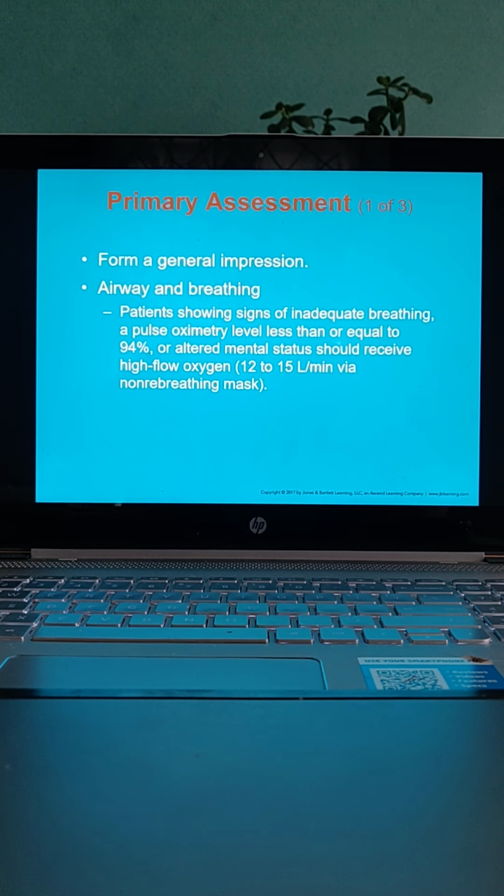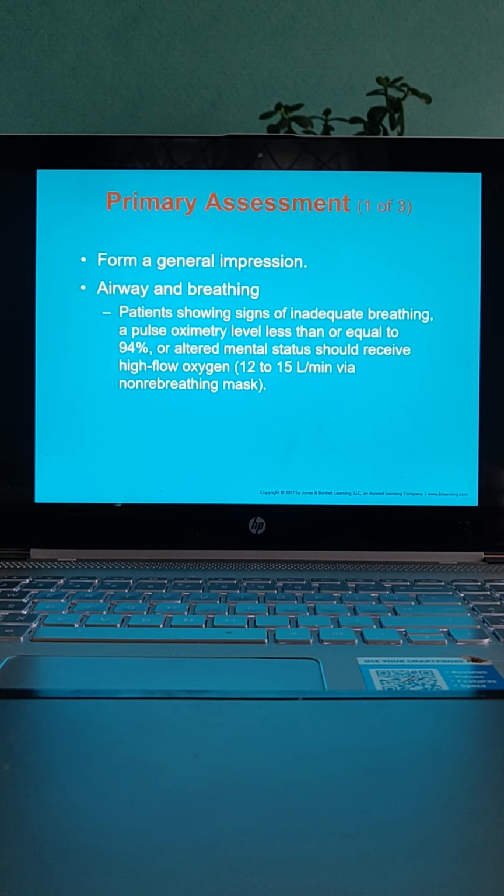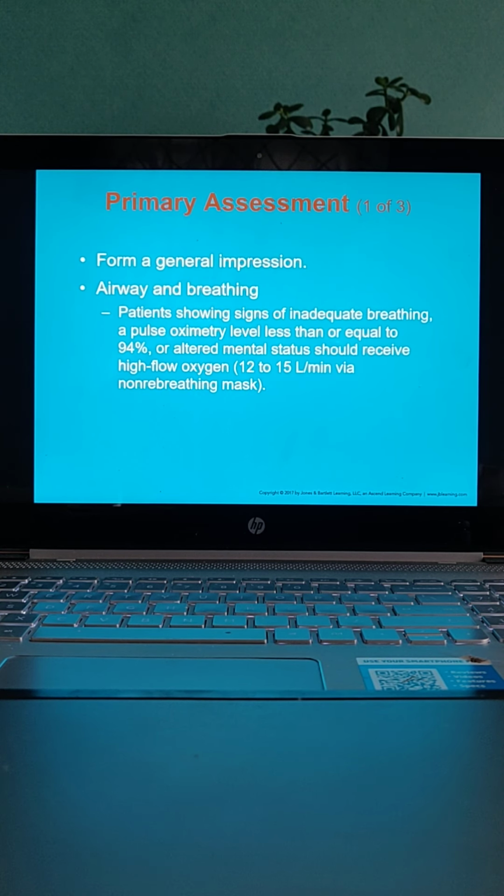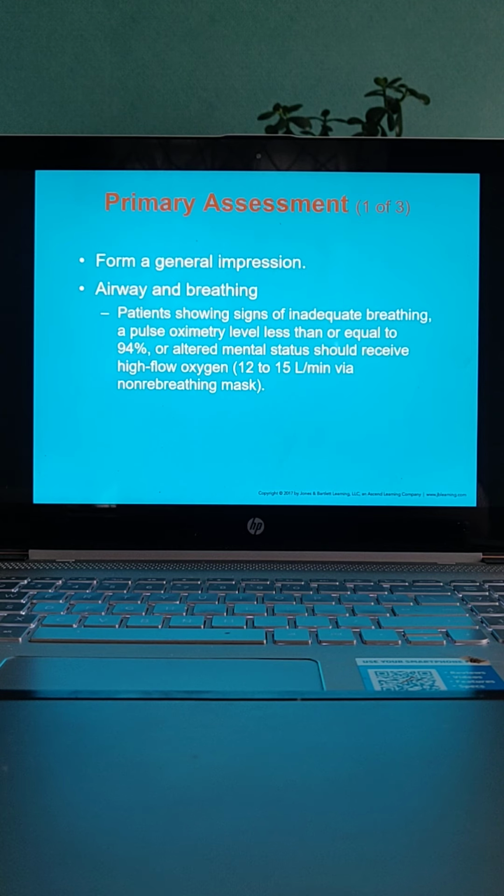Okay? If I remember correctly, it's 10 to 15 liters on the airway chart that we gave you guys. Okay? Non-rebreather, 10 to 15 liters per minute. At 15 liters per minute, that person is getting what saturation of oxygen? They're getting 80 to 90% saturation of oxygen. Okay? So that's your airway and breathing.